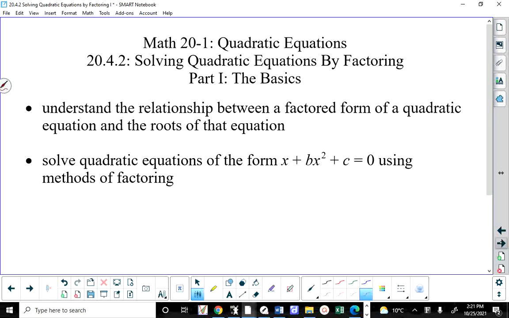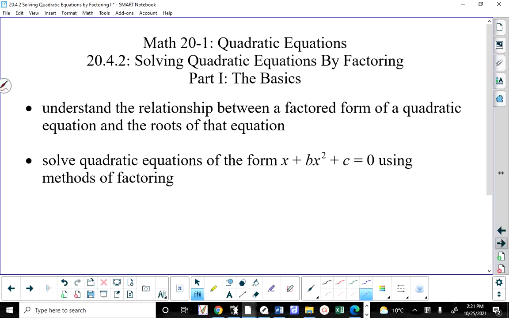So we're going to be spending the next 3 days at least on this section, 20.4.2, and it deals with basically factoring. And I consider this to be part one, the basics. There is a relationship between the x-intercepts of a quadratic function and the zeros of the equation, and there is also a relationship between the zeros of an equation and the factored form of the quadratic expression. And that's what we are learning today.